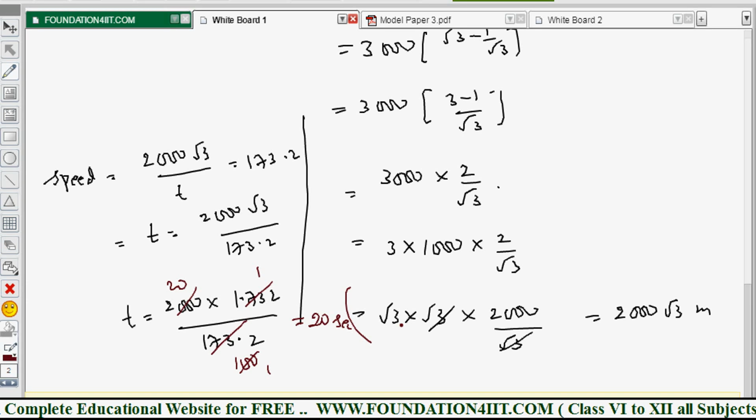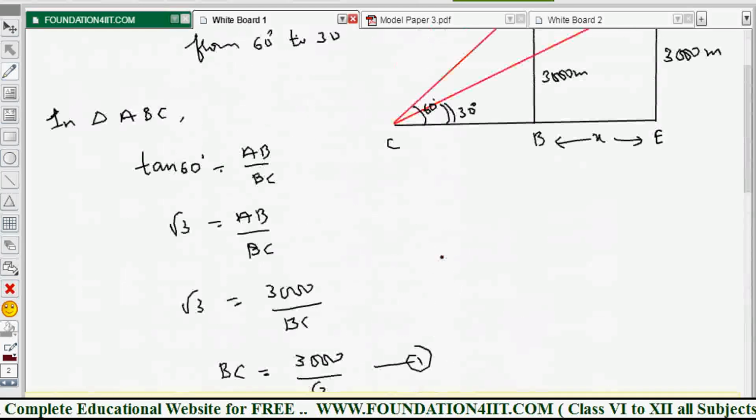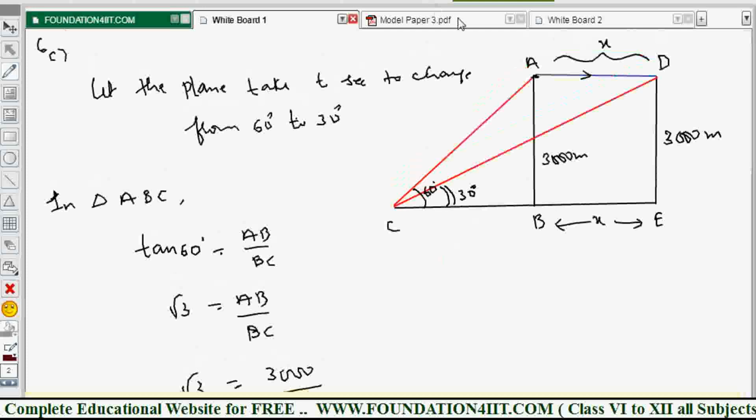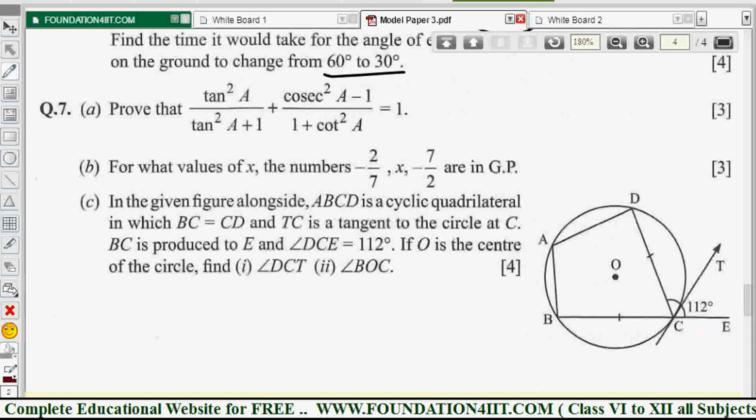So the aeroplane would take 20 seconds to change the angle of elevation from 60 degrees to 30 degrees as the sea or point is seen from the sea. Okay, you can solve in this way. So whenever the speed is given, first you find out the distance, then you can apply for that. Okay, right, you can solve in this. And now let's take question number C and we'll solve these problems.